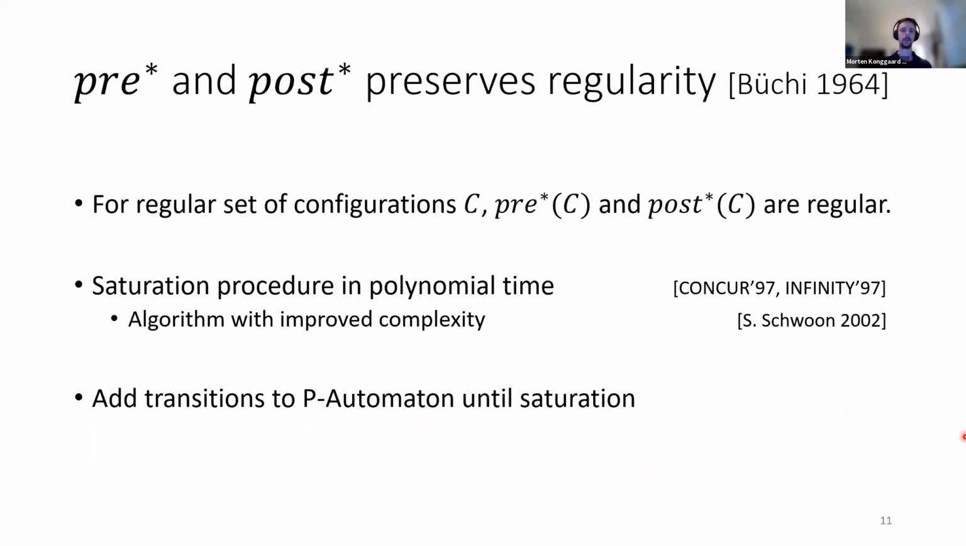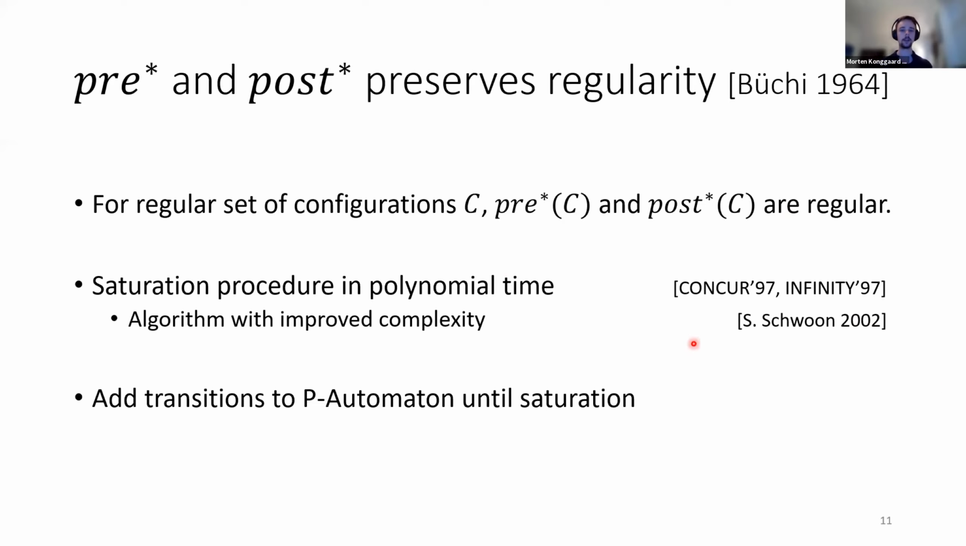And this is useful because pre-star and post-star, so the predecessors and the successors, preserve this regularity. This is an old result by Büchi. And we also have a saturation procedure that can compute pre-star and post-star in polynomial time, and efficient algorithms for this. Also relatively old stuff. So how do we do better than this? And that's the techniques I'll discuss here.